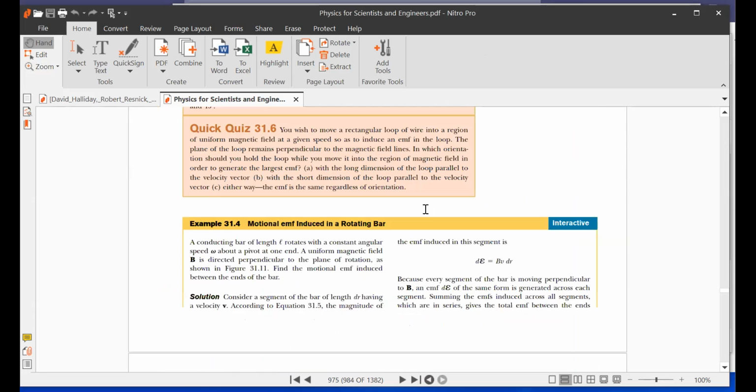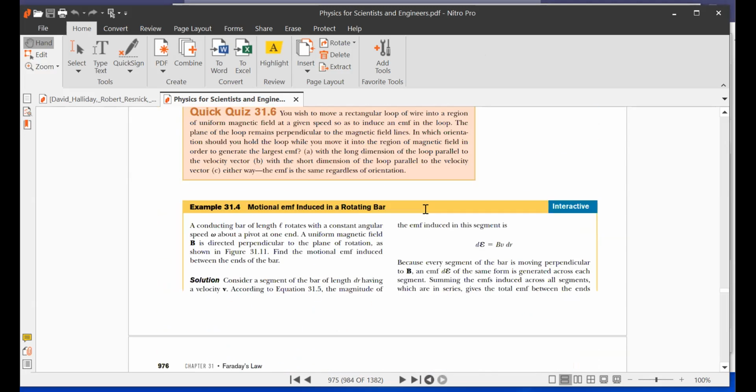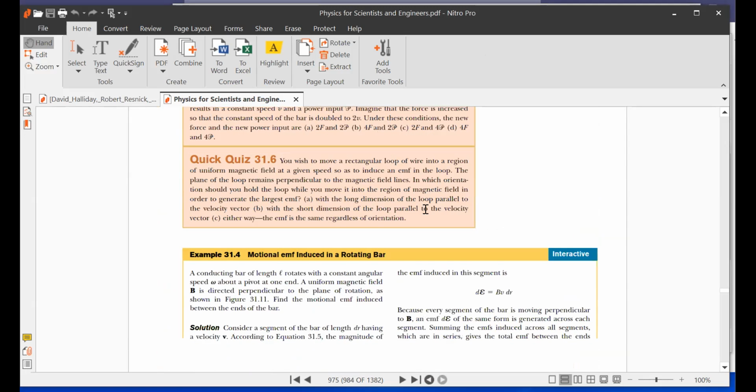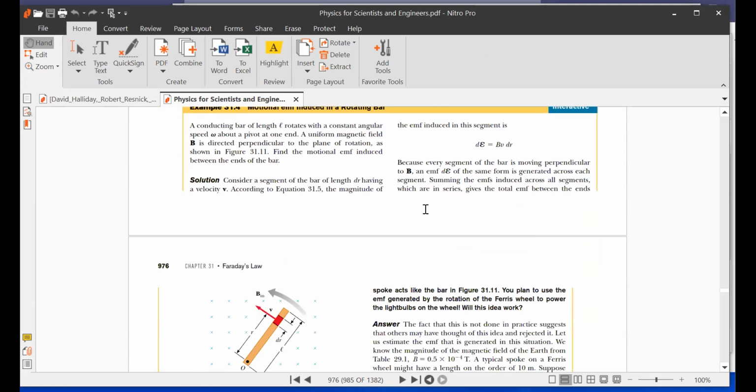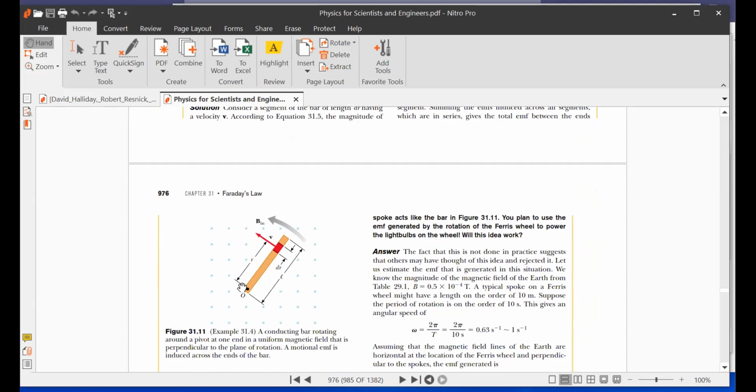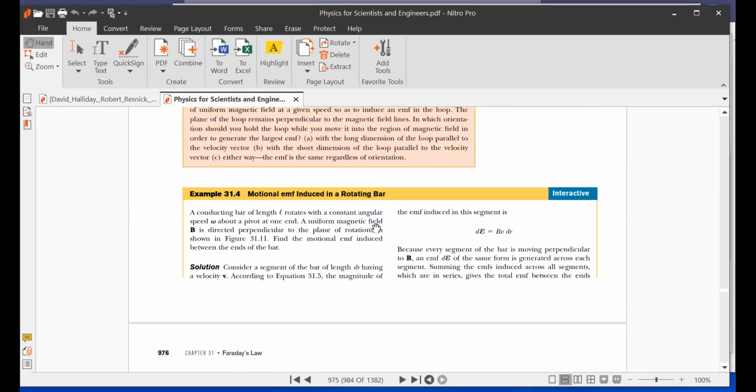So, for example, this motional EMF induced in a rotating bar. Let's consider a rotating bar of length L that rotates with a constant angular speed omega about a pivot at one end. So it rotates around this point O, this center.